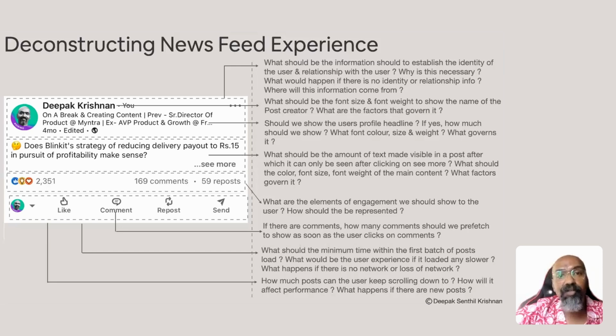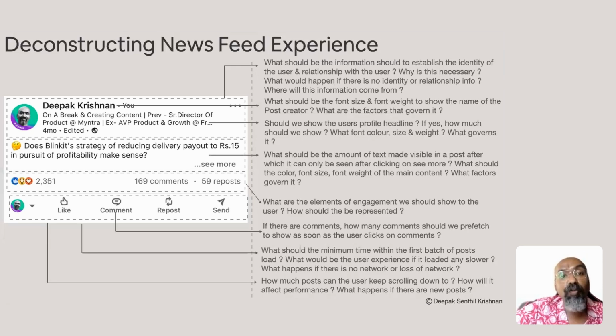Then there are design elements, right? Okay, when you show someone's name, how big should it be? What should be its font weight? What are the factors that govern it? For example, if this were to be shown on a mobile screen, how would it factor in? And if there are mobile screens of varying dimensions, how does that affect my choice? Now, let's assume you have cross-platform choices. You are available on desktop, on a mobile screen, on, say, an iPad, with different dimensions. How does that influence how you make these choices?